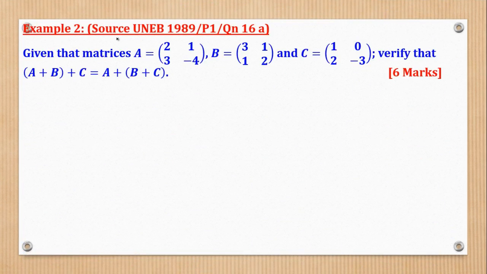So now we shall go to example 2, which came from UNEB 1989 paper 1 question 16a, and it says, given the matrices A, which is 2, 1, 3, negative 4, and B, which is 3, 1, 1, 0, and C, which is 1, 0, 2, negative 3, verify that A plus B then plus C is equal to A plus B plus C. So this means that you are going to first add A and B, and again add C onto it. This one means you are going to first add B plus C, after that you will add A on it. They want you to verify that they are equal.